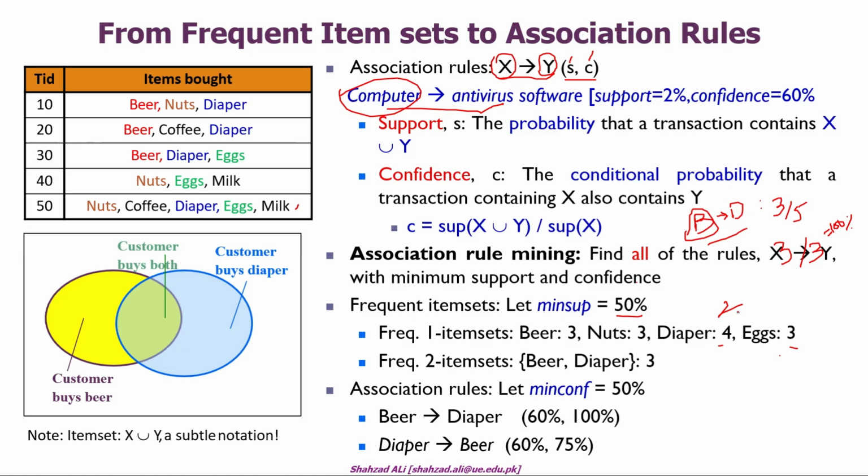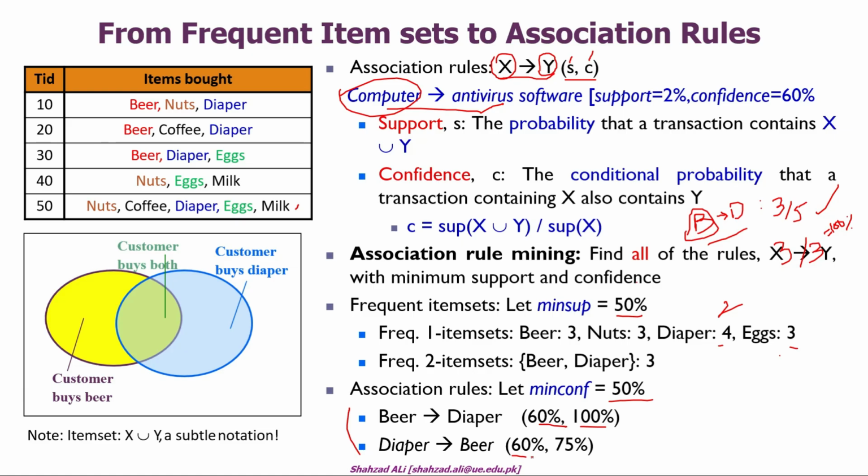From here, if we set minimum confidence to 50%, we are going to derive 2 association rules. The first one is beer implies diaper, and the second one is diaper implies beer. In parentheses, we have written the support and confidence respectively. Fortunately, the support and confidence for rule 1 we have already derived in our example. Now let's calculate the support and confidence of diaper implies beer.